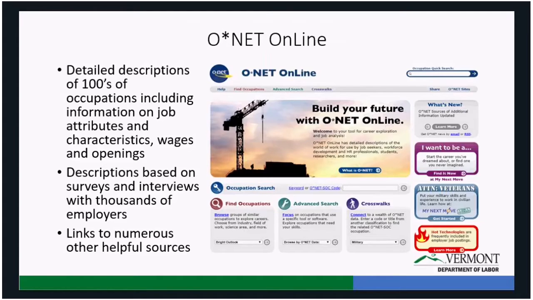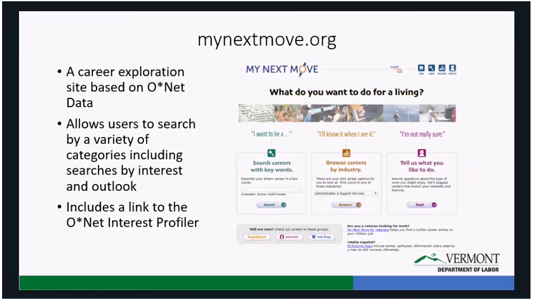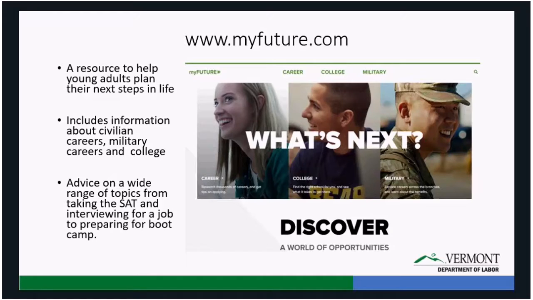The next one is called myfuture.com, and this is a relatively new website that was made in conjunction with the U.S. Department of Education, the U.S. Department of Labor, and the U.S. Department of Defense. It looks at resources to help young people plan the next step in their life, recent high school graduates, college graduates. It includes information about civilian careers, about military careers, and also about college planning, financial aid.